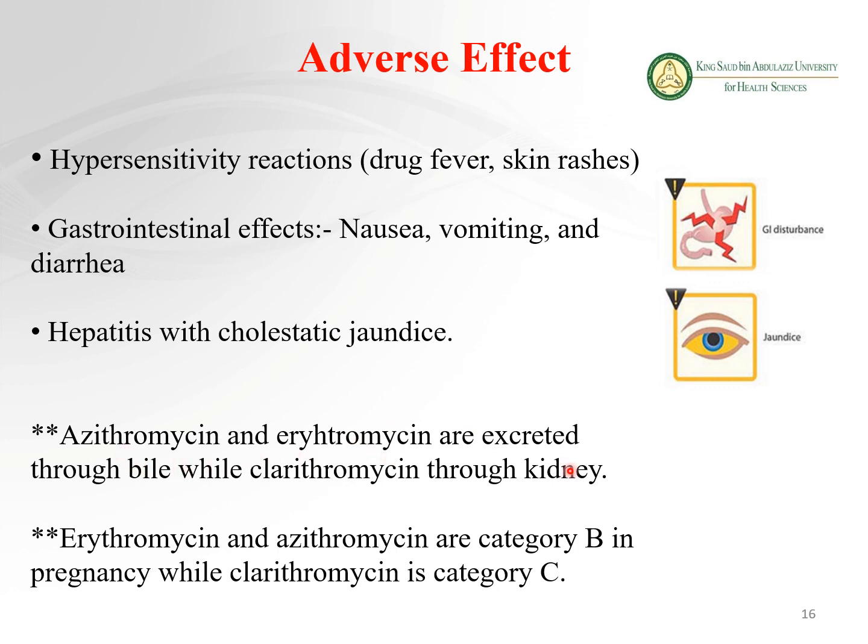Azithromycin and erythromycin are excreted through the bile, while clarithromycin is excreted through the kidney. So this is the route of excretion for these drugs. Erythromycin and azithromycin are category B drugs in pregnancy, while clarithromycin is category C. These are the pregnancy categories of drugs that we discussed in the first lecture.